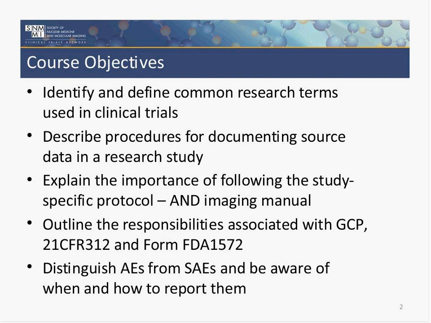And so, as you see here, identify some terms. We're going to talk about some procedures, talk about the protocol, what that means and how it differs from other study documents, and some of the responsibilities, particularly the responsibility of the investigator, and distinguish adverse events from serious adverse events, and where, when, and how to report them.